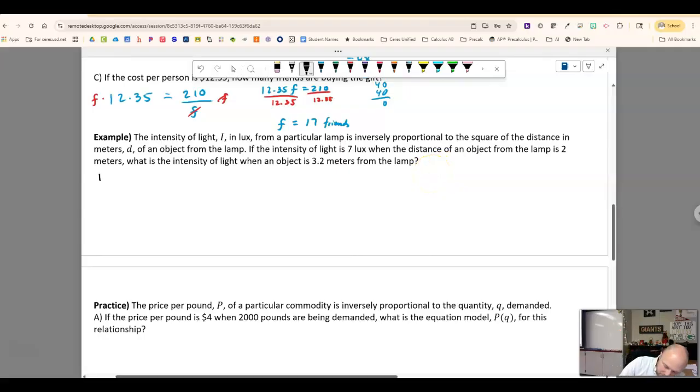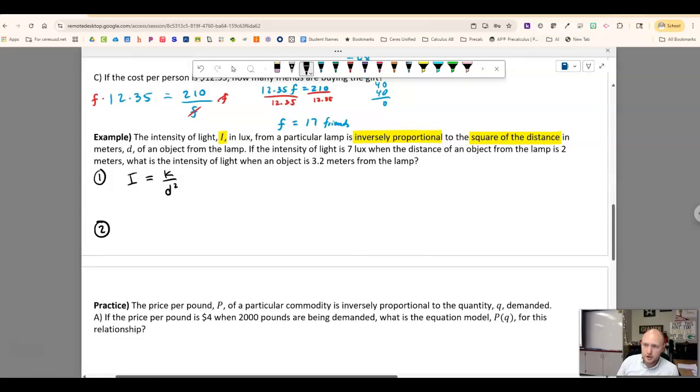So step 1 should be identifying what my general equation looks like. They give intensity of light, they say I, and it's inversely proportional to the square of the distance. So right away, I want to make sure we practice this. I is equal to, if it's inversely, it's K over whatever it's inversely proportional to. So square of distance, that's going to be D squared. So there is your equation set up.